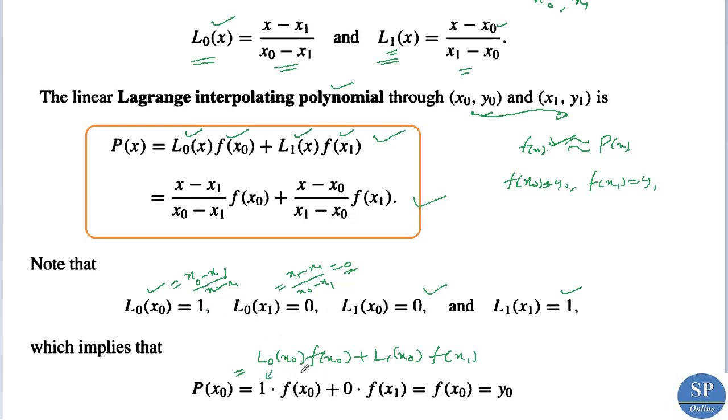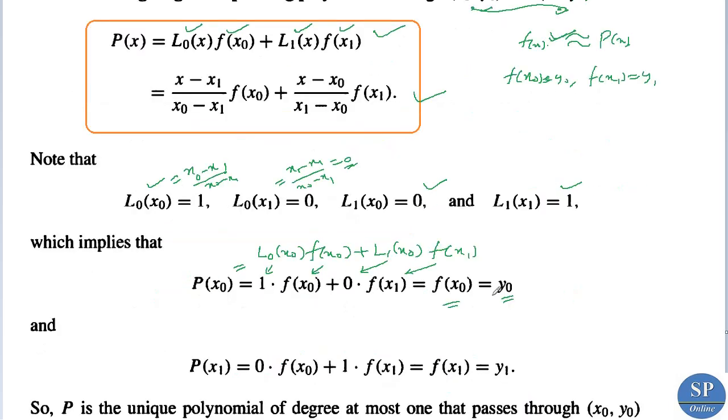So this is equal to 1 into f of x naught. L1 of x naught is equal to 0, so this is 0 into f of x1. So this is nothing but f of x naught, which is equal to y naught. That means p of x naught is equal to y naught.